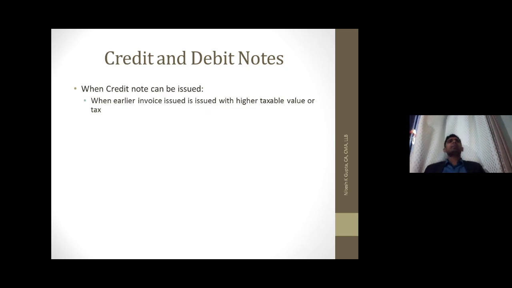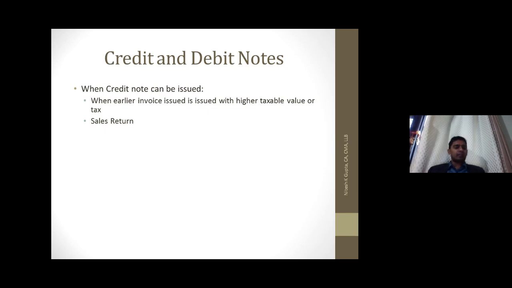Second example: suppose I sold goods for 1 lakh. I applied GST at the rate of 18%. Now I realized that on that particular invoice the tax was 12% only. By mistake, I collected 18%. I can issue a credit note for the differential of 6%. I can definitely issue a credit note for a sales return. Suppose I sold goods for 1 lakh rupees. Now 10,000 worth of goods were returned to me. So I will issue a credit note of 10,000.